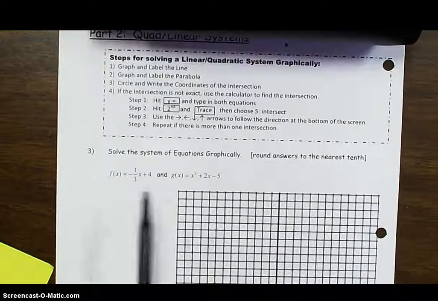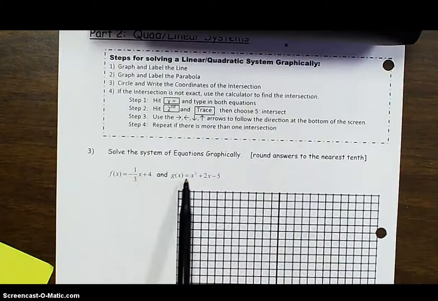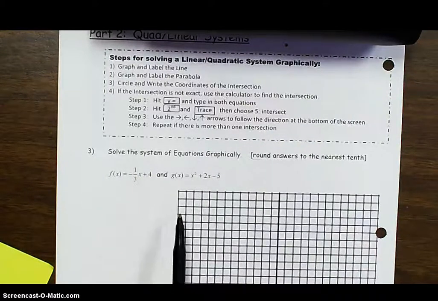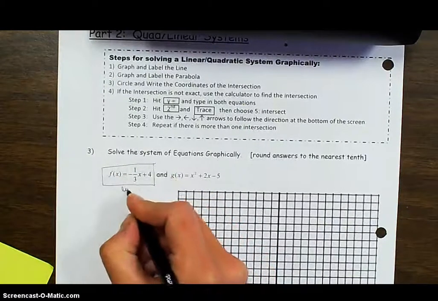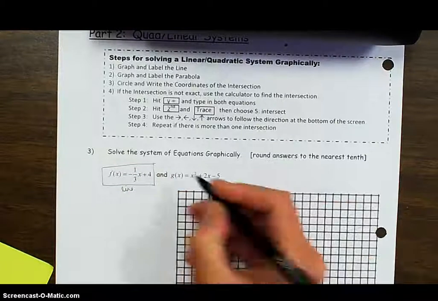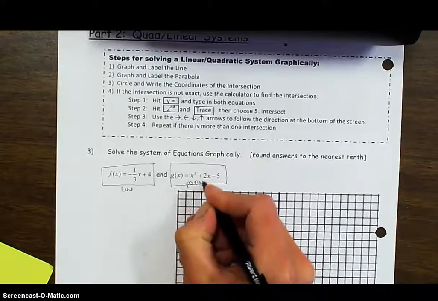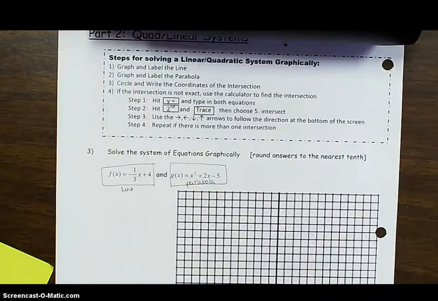So let's go ahead and take a look here. f of x equals negative 1/3 x plus 4. g of x equals x squared plus 2x minus 5. So first I decide which is the line, which is the parabola. Well, this one here is going to be my line. Okay, I know it's a line because my x is to the first power. This one here is going to be my parabola because my x here is being squared. So that's going to be my parabola.